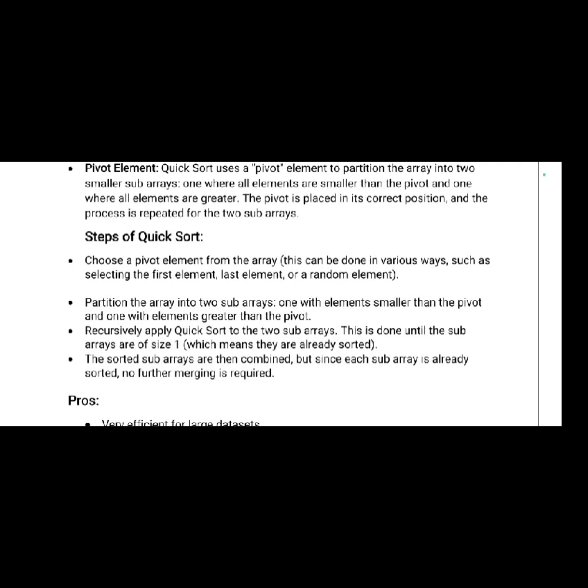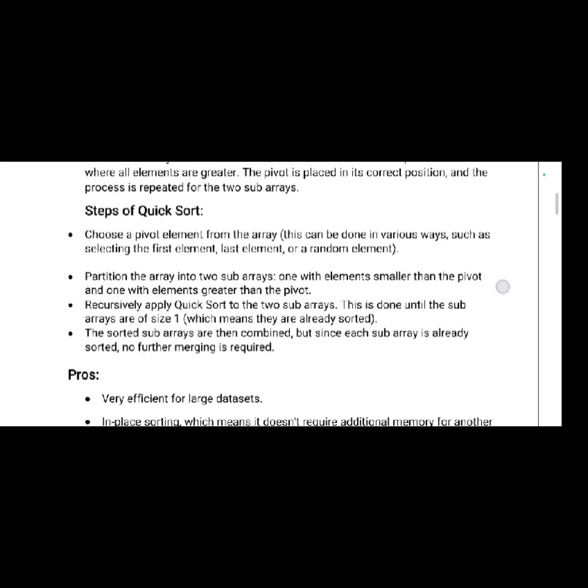Steps of quick sort. Choose a pivot element from the array. This can be done in various ways, such as selecting the first element, last element, or a random element. Partition the array into two sub-arrays, one with elements smaller than the pivot and one with elements greater than the pivot. Recursively apply quick sort to the two sub-arrays.